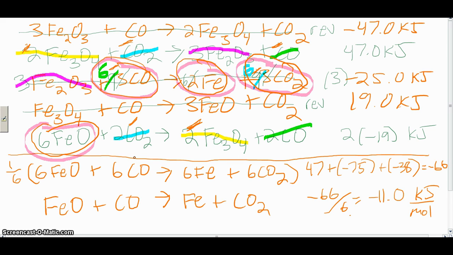And after we did that, we'd divide the answer we got, which was negative 66 by 6, to get negative 11. Now you should be able to find the enthalpy of an overall reaction using Hess's law.